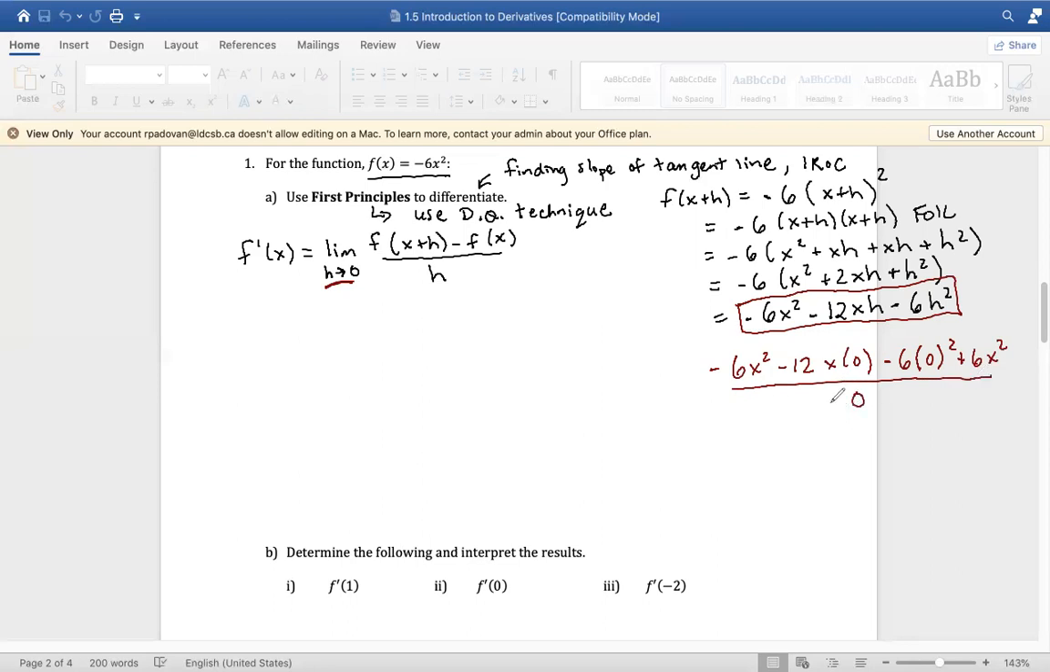So what would that end up being? I have 0 times x, which is 0, times negative 12, which is 0. 0 squared times negative 6 is 0. And then I have negative 6x squared plus 6x squared. Hold on a second here. So that's 0. So the point is that I have 0 over 0, which is, if you remember, an indeterminate.